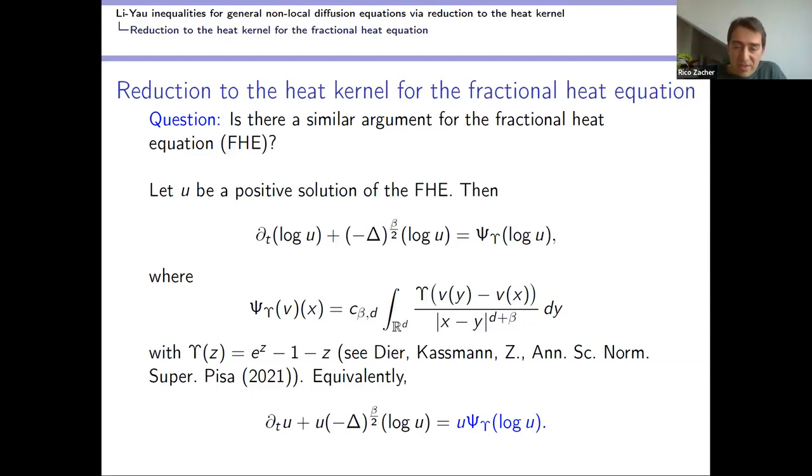So this identity was already observed in a previous work by Dominique Dier, Moritz Kassmann, and myself, where we actually studied Li-Yau type inequalities on graphs. So this is already good news. So we have some equation for the logarithm of u, and you can rewrite it again as before just by rewriting this as ∂_t u divided by u. You multiply by u, so this is then the equation we would like to work with. But before we move on, let me show you the idea behind this identity.